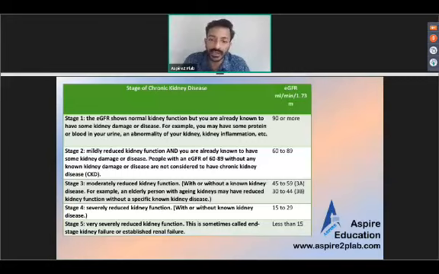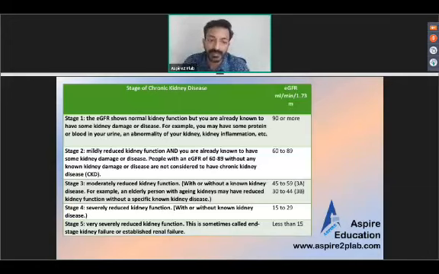Stage 3 has two parts: 3A and 3B. 3A is 45 to 59. 3B is 30 to 44. So it is moderately reduced, with or without a known kidney disease. For example, an elderly patient with an aging kidney may have reduced kidney function without a specific known kidney disease. If a patient is young, the eGFR is 90 or more. But if the patient is getting older, the eGFR will reduce.